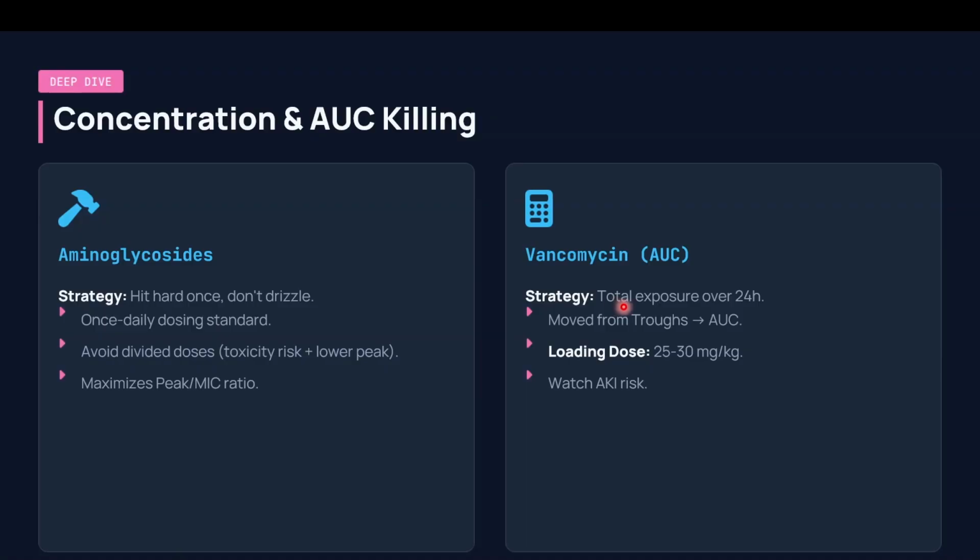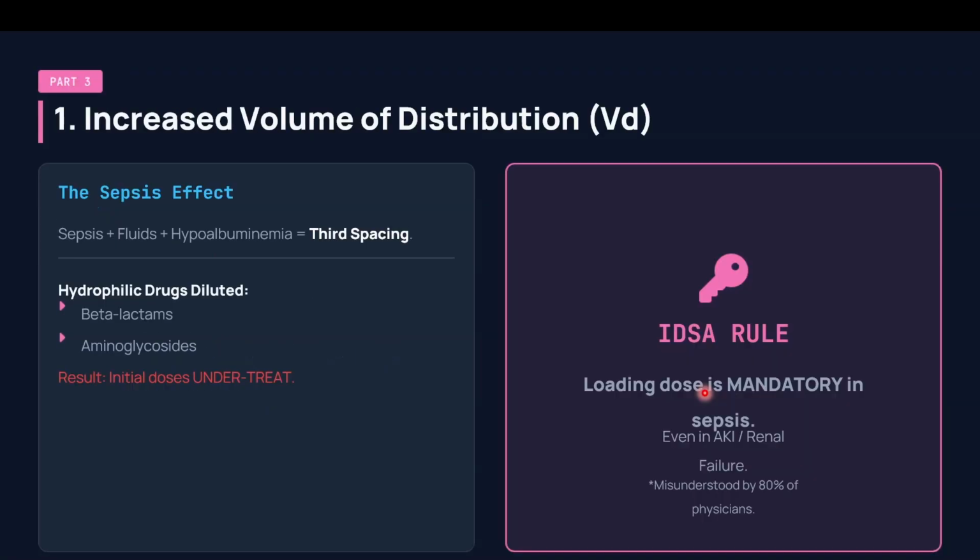For vancomycin, it is the total exposure over 24 hours, moving away from the trough, that is the area under the curve. Loading dose should be 25 to 30 milligram per kg, and always watch for acute kidney injury risk in case of usage of vancomycin. In sepsis, the patient will have increased volume of distribution.